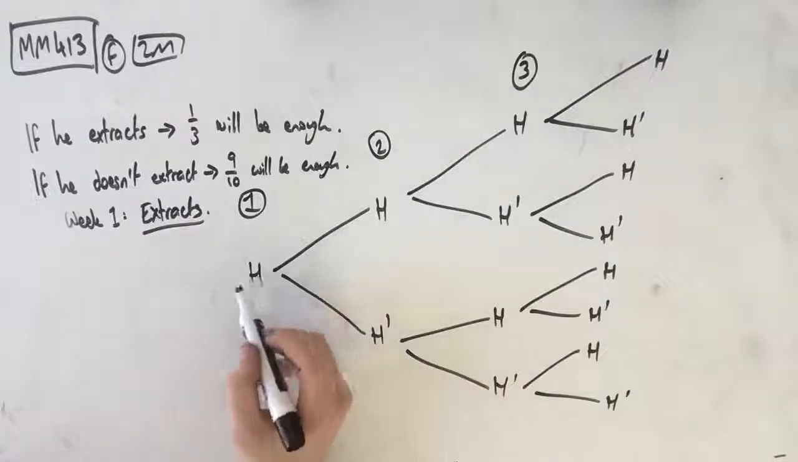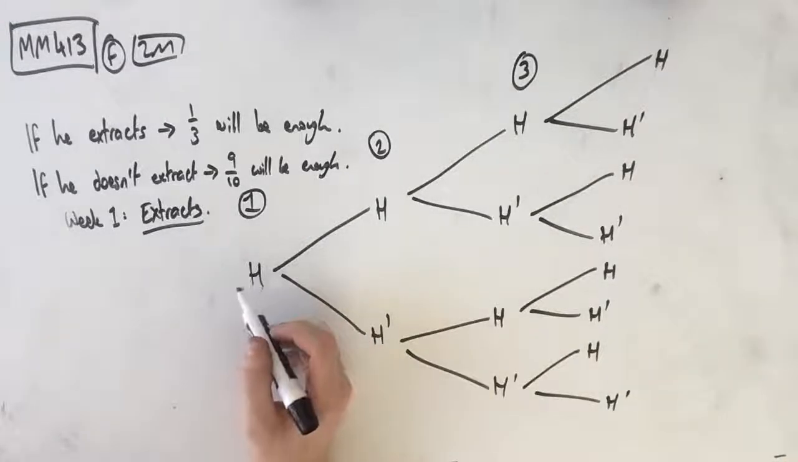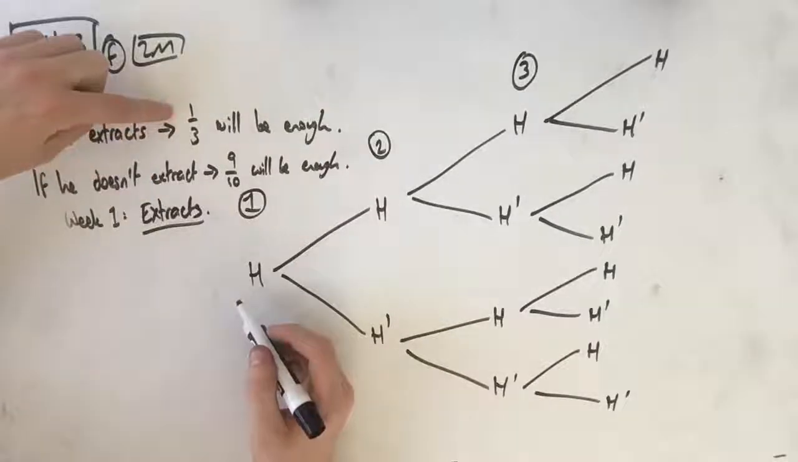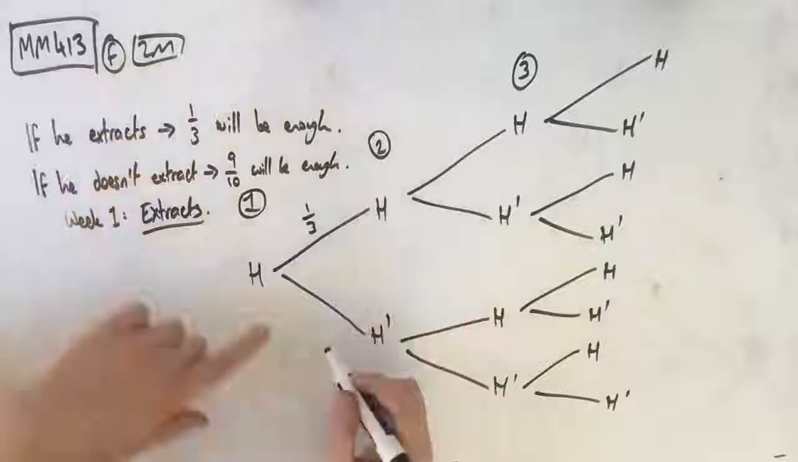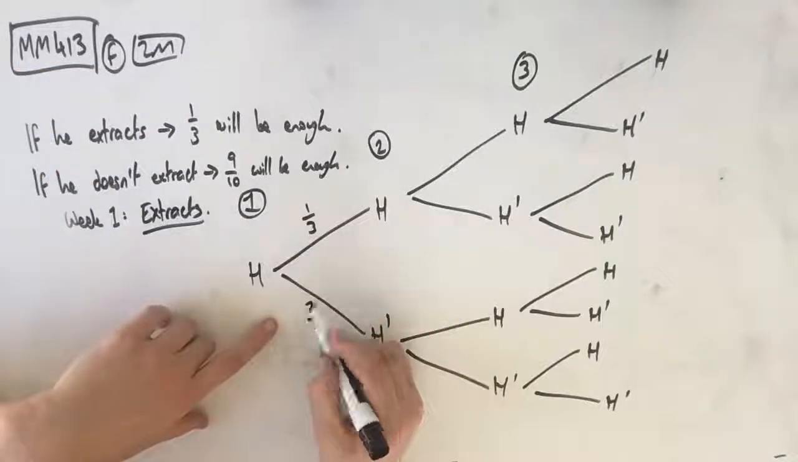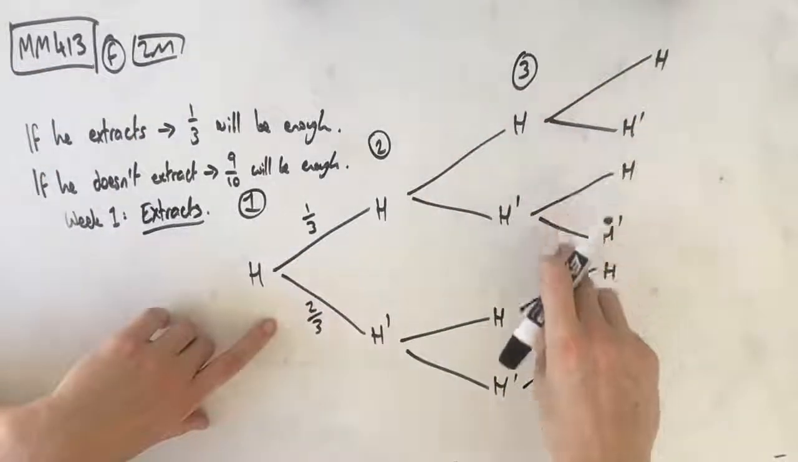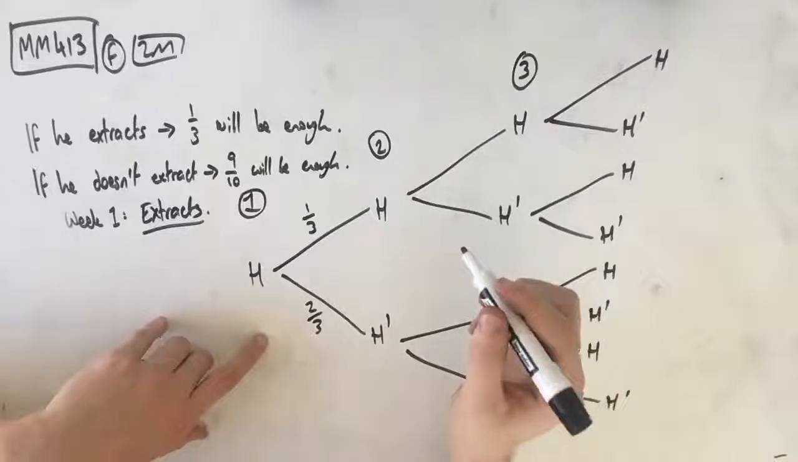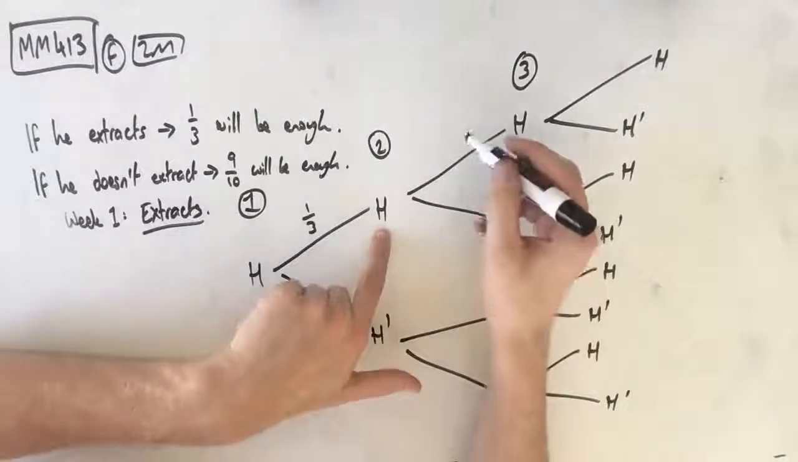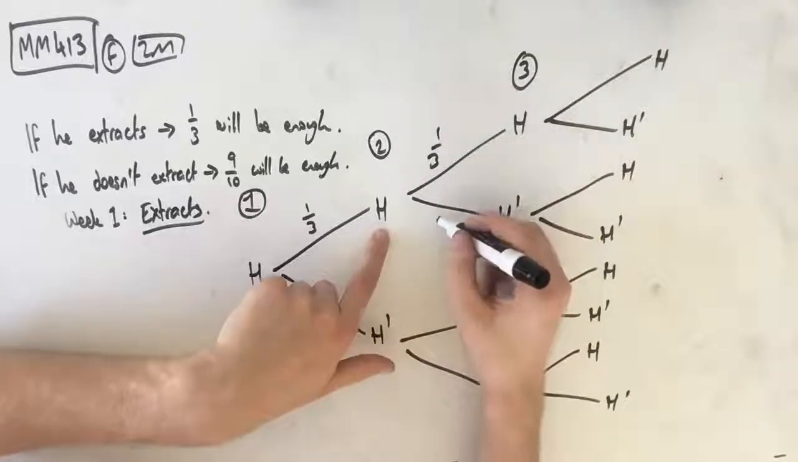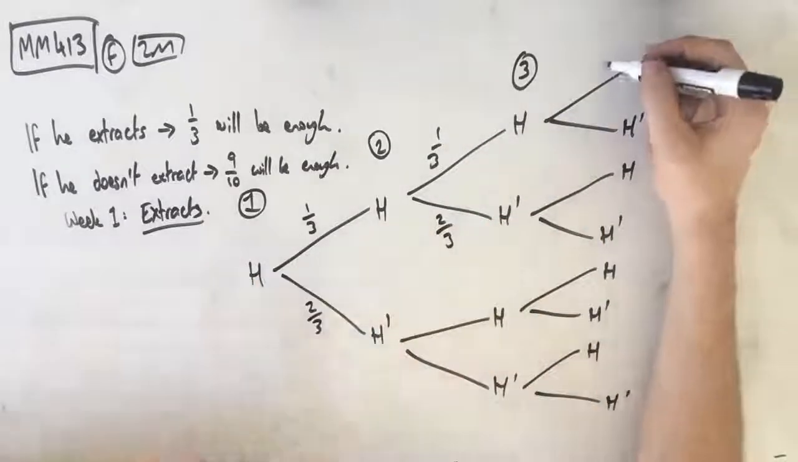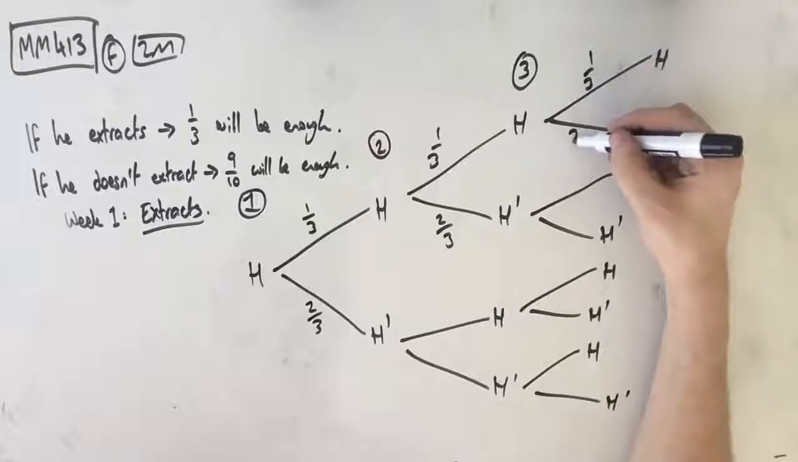Now, the first week he extracts it. So if he does, the chance that he can extract the next week is 1/3. So this is 1/3. Because that's 1/3, this is 2/3, because each of these pairs of branches has to equal 1. Now, because he's extracted it here, again, he's got a 1/3 chance to extract it, and therefore a 2/3 chance to not. And again up here, 1/3 and 2/3.